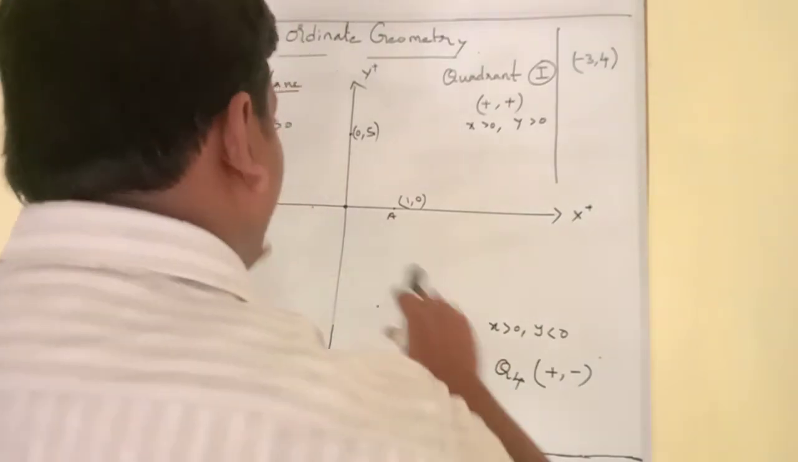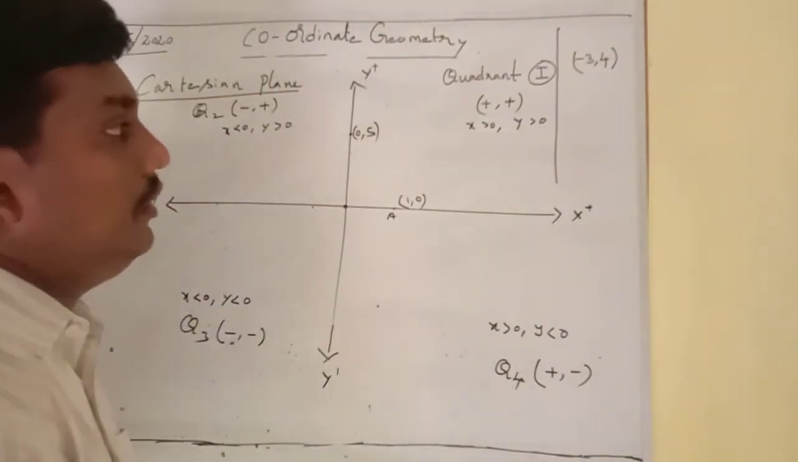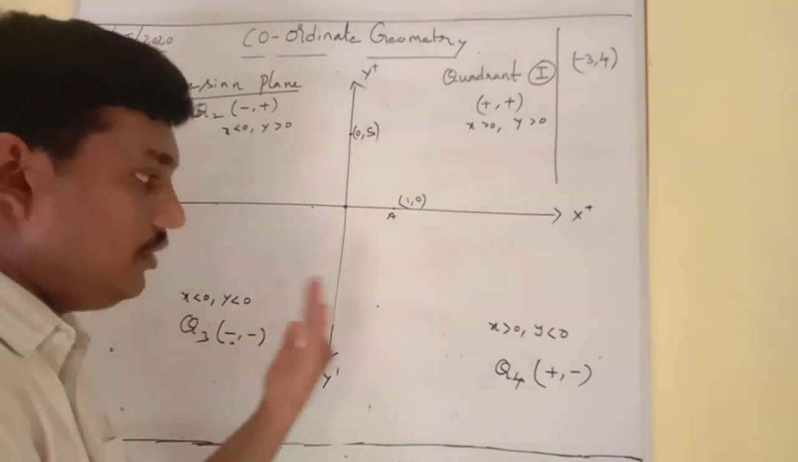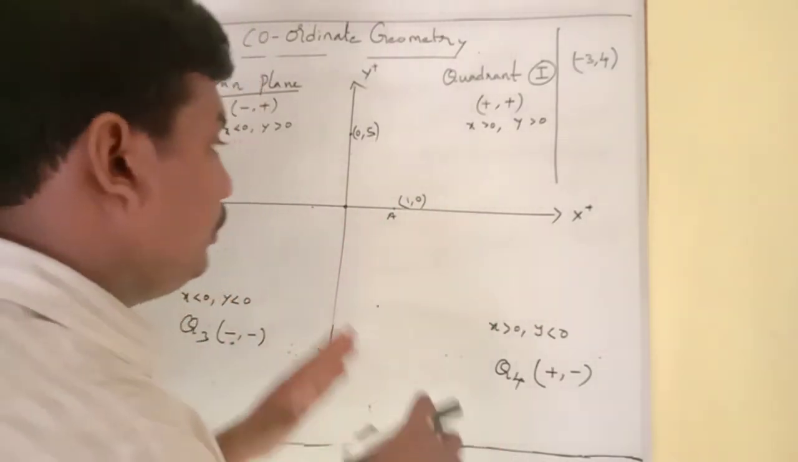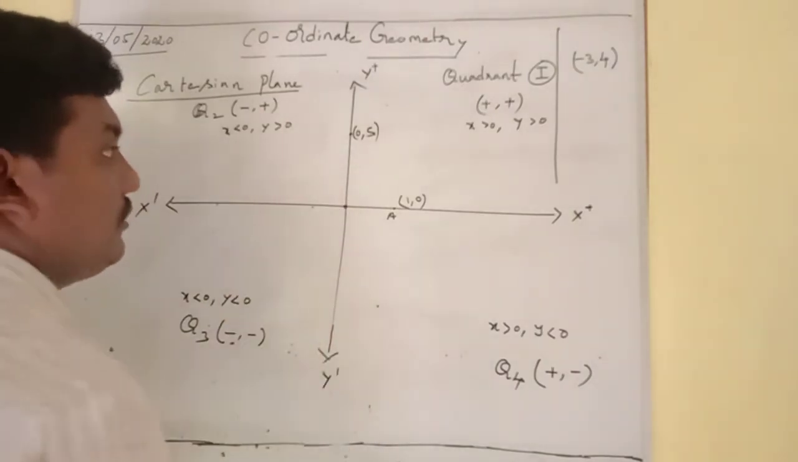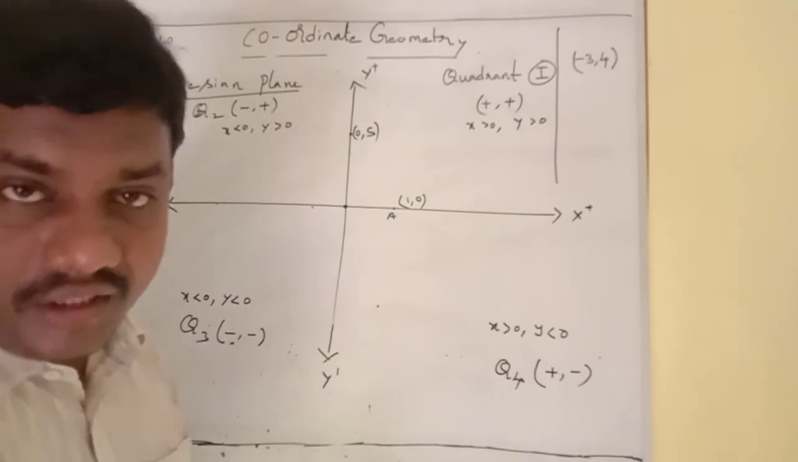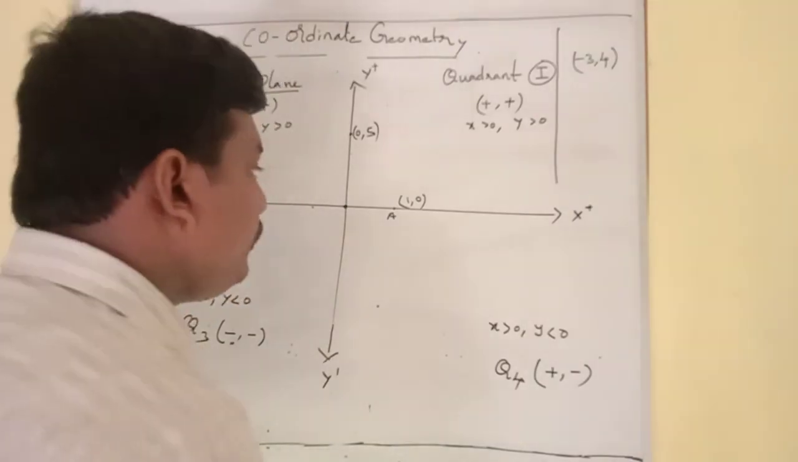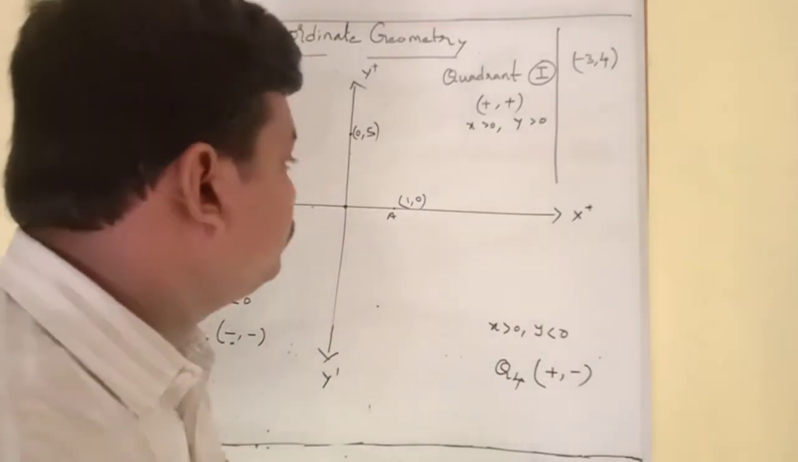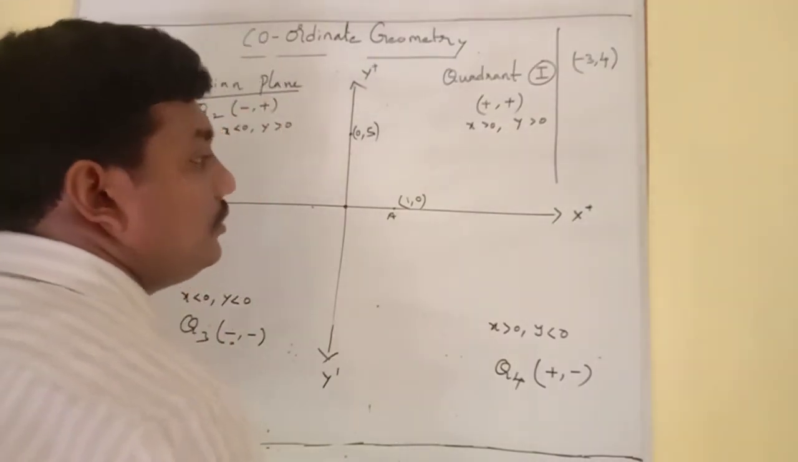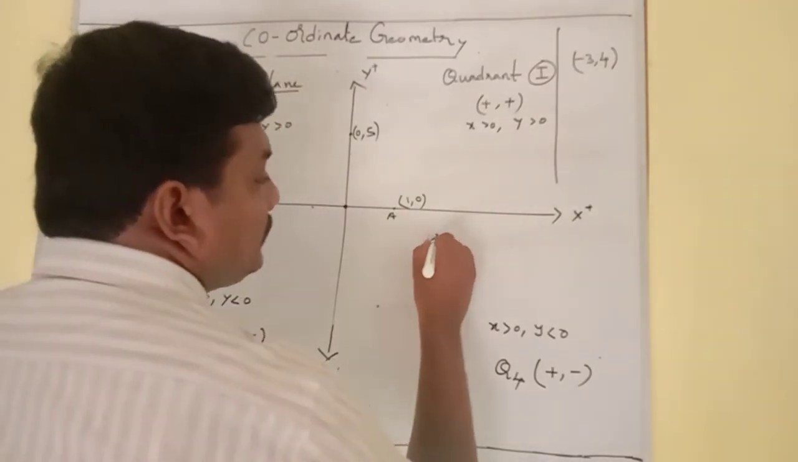So what is a coordinate plane, and which points belong to the first quadrant, second quadrant, third quadrant, and fourth quadrant, and which points belong to the x-axis, and which points belong to the y-axis, and which point is the origin.